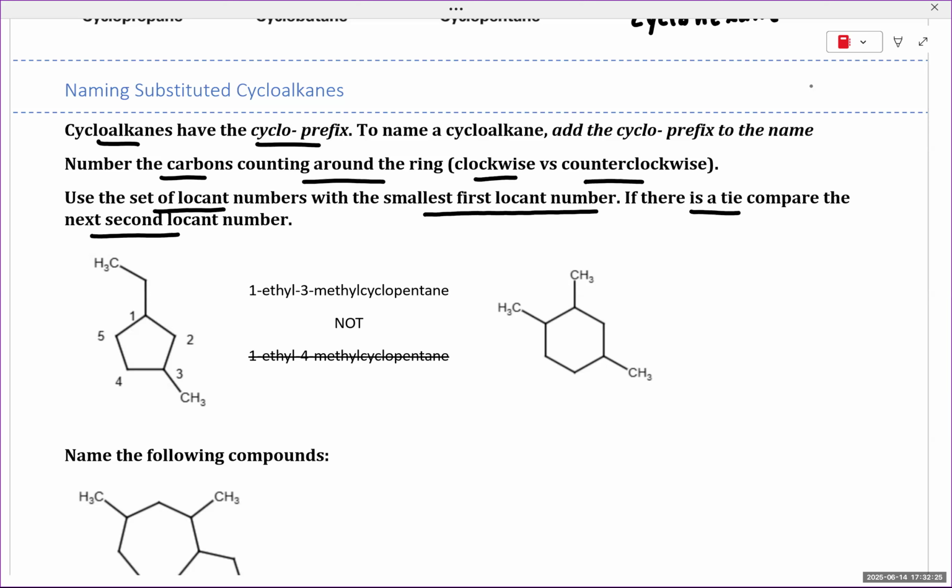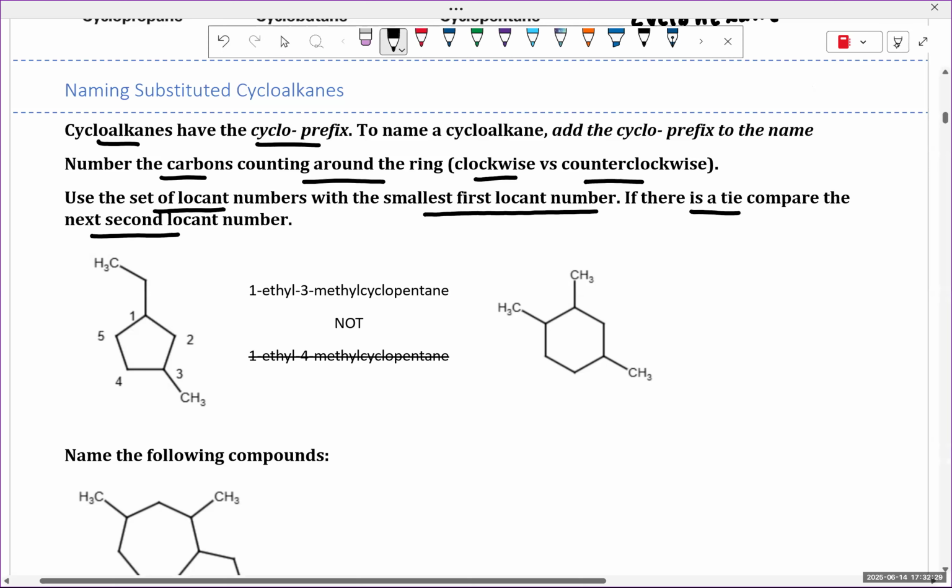So for example, this following compound would be named as 1-ethyl 3-methyl cyclopentane rather than 1-ethyl 4-methyl cyclopentane or 1-methyl 3-ethyl. To talk about why that is, first and foremost, 1 and 3 are the lowest possible locant numbers. In the event of a tie, E is first alphabetically, so the ethyl group gets the locant number of 1.